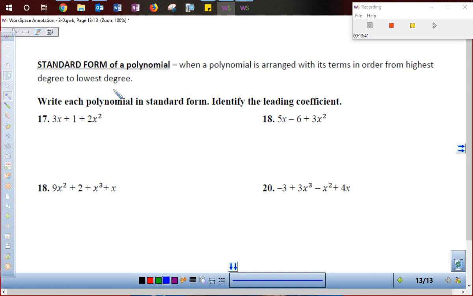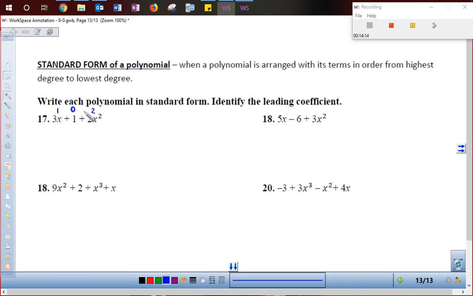So on 17 through 20, it wants us to write each polynomial in standard form, then identify the leading coefficient. So on number 17, I have 3x plus 1 plus 2x squared. Now I'm not going to do any solving. I'm just going to rearrange this since there's no equal sign. So the first thing I want to do is identify the degree of each term. 3x has a degree of 1, 1 has a degree of 0, and 2x squared has a degree of 2. So to put it in standard form, I need to put it in order from highest degree to lowest degree.